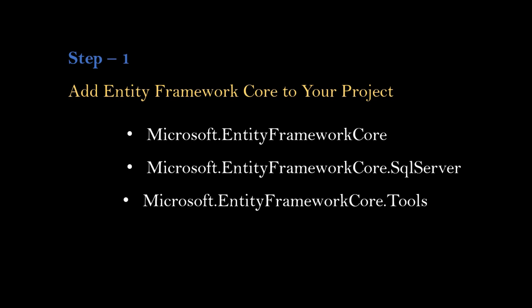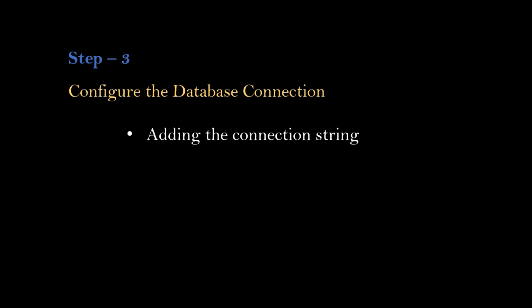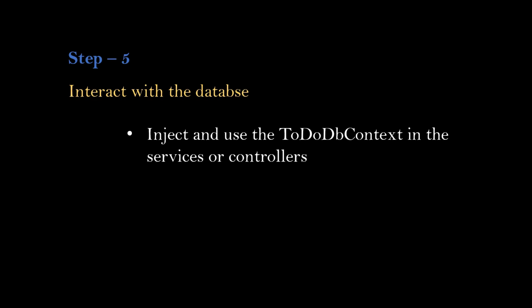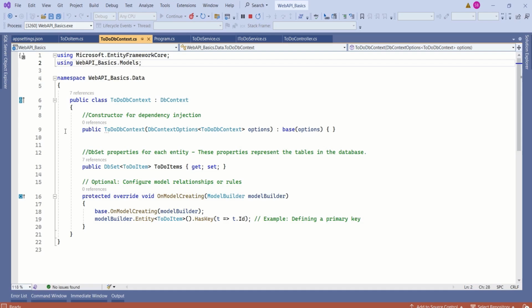If we have to quickly summarize, first we added a few NuGet packages to our project. Next, we created the database context, and we configured the database connection in our appsettings file. We registered the database context as a service in our Program.cs file, and we modified our service class to interact with the database. By running database migration commands, we created our database. By following a few simple steps, we can easily configure Entity Framework Core and SQL Server database in our web API.